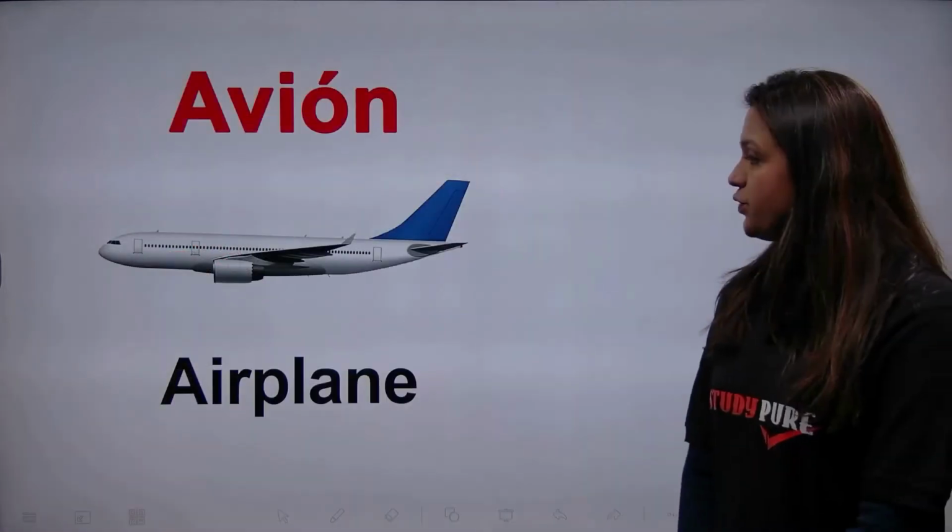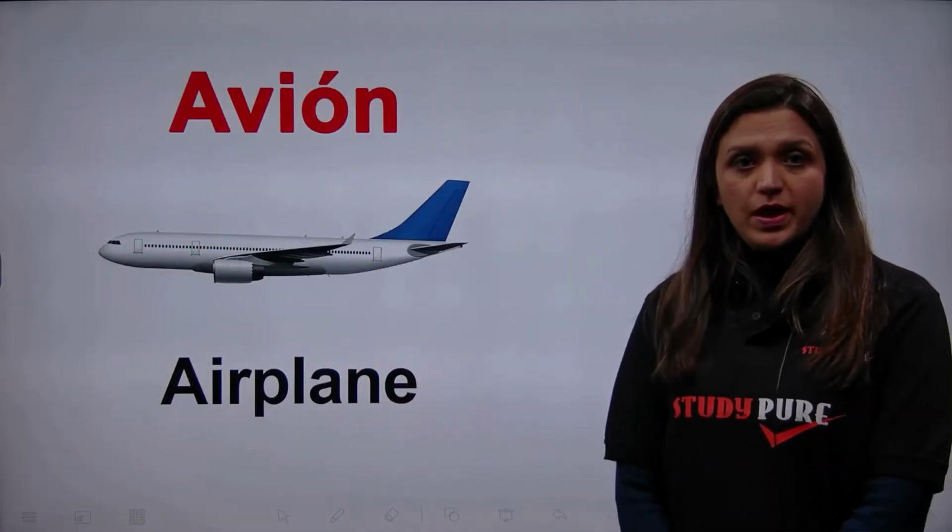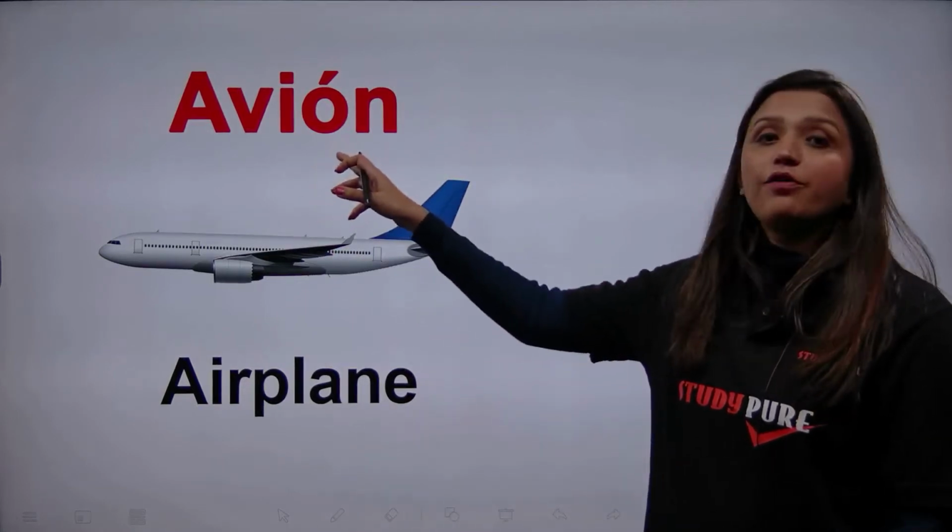Today in this video, we are going to be speaking about the different modes of transport that we have in the world. Friends, have you ever wondered how we call them in Spanish? So let's learn. First of all, we have the aeroplane. And how do you say an aeroplane in Spanish? It's called avión.